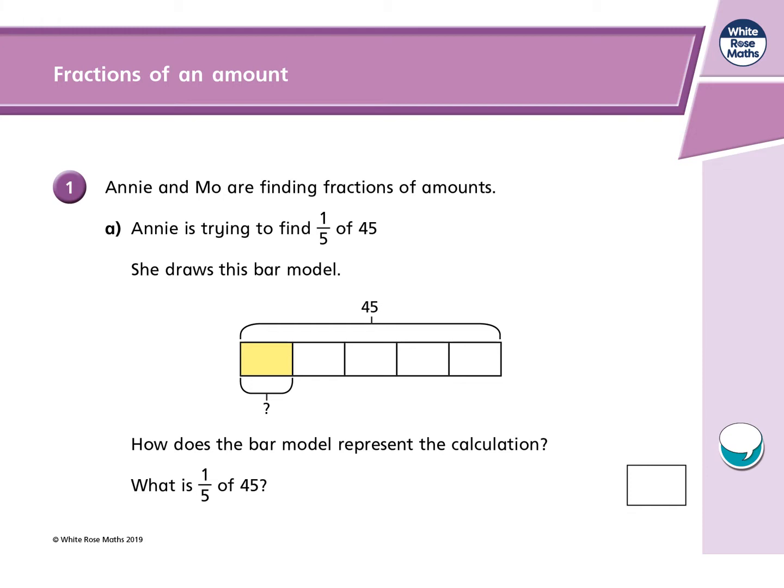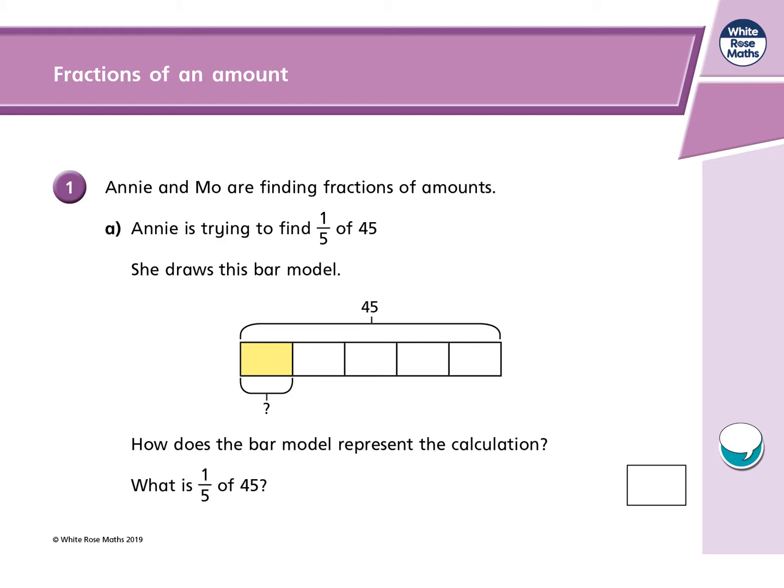So, Annie and Mo are finding fractions of amounts. Annie is trying to find 1/5 of 45. She draws this bar model. So you can see quite clearly that Annie has split that 45 into those different sections. Five different sections. So how does a bar model represent a calculation? What is 1/5 of 45?